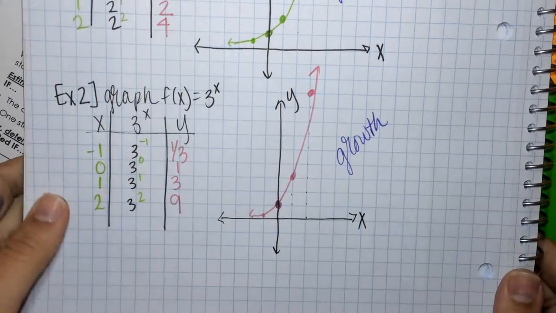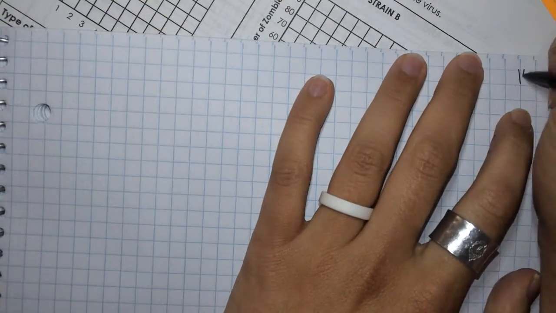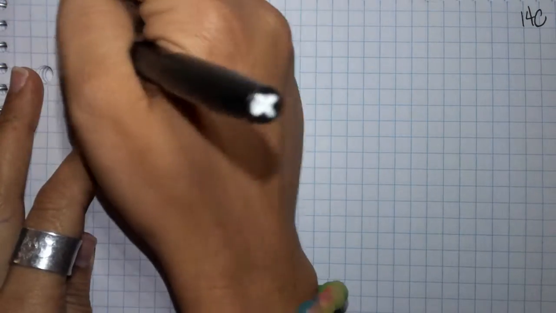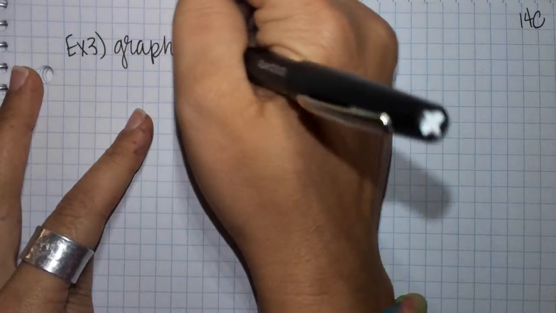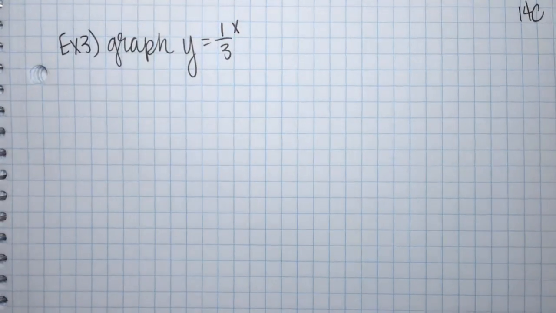All right, 14C. Let's do this. We're gonna throw a fraction in. It's really easy. It really is. You just flip it. That's my way. All right, so example 3. I want you to graph y equals 1/3 to the x power.